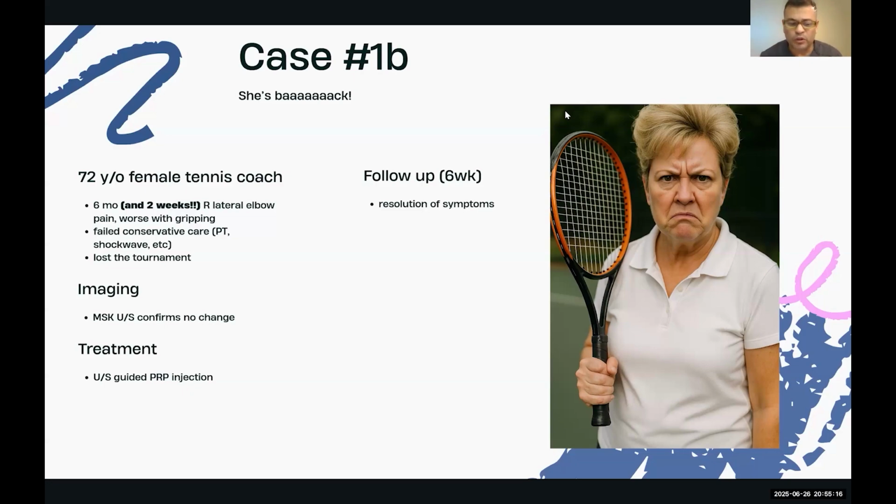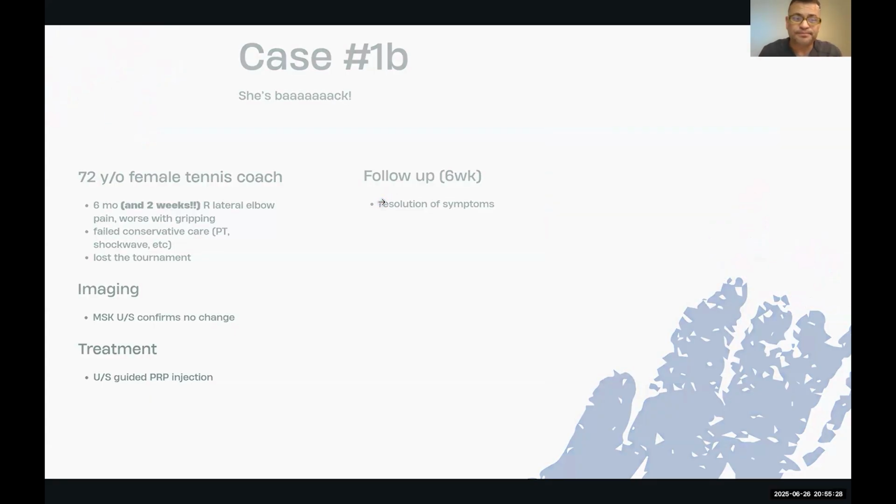So the treatment, we did an ultrasound-guided PRP injection and followed up 6 weeks later, and she had resolution of her symptoms. Remember, MRI had shown that she had mild tendinosis, so she responded very well, and then left.